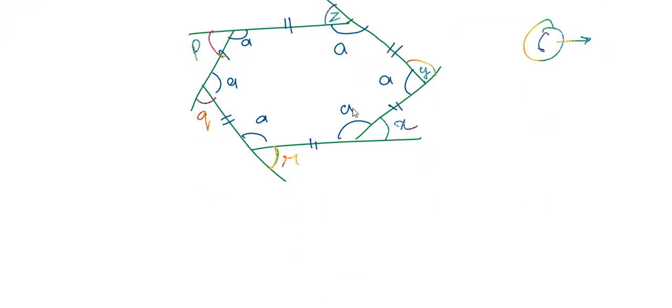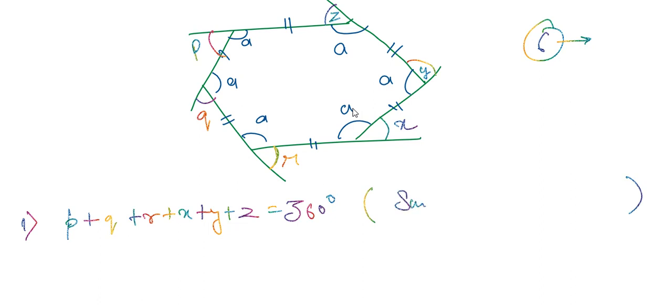They are asking for P plus Q plus R plus X plus Y plus Z. Can you pop up the answer? Use the direct rule for the summation of exterior angles. Yeah, it is 360 using the same property. You would write here the summation of exterior angle property.